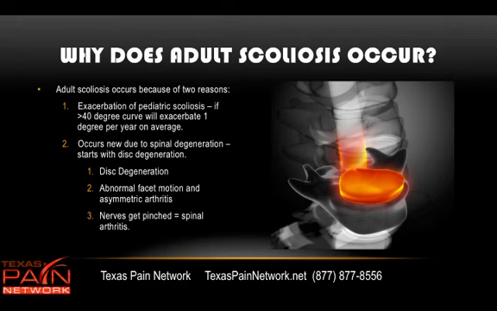Another reason is it can occur new secondary to spinal degeneration. So the cascade of events is that you get degeneration in the disc. This leads to abnormal motion in the facet joints in the back of the spine. Arthritis occurs that's usually asymmetric. And then you start to get scoliosis and pinched nerves.